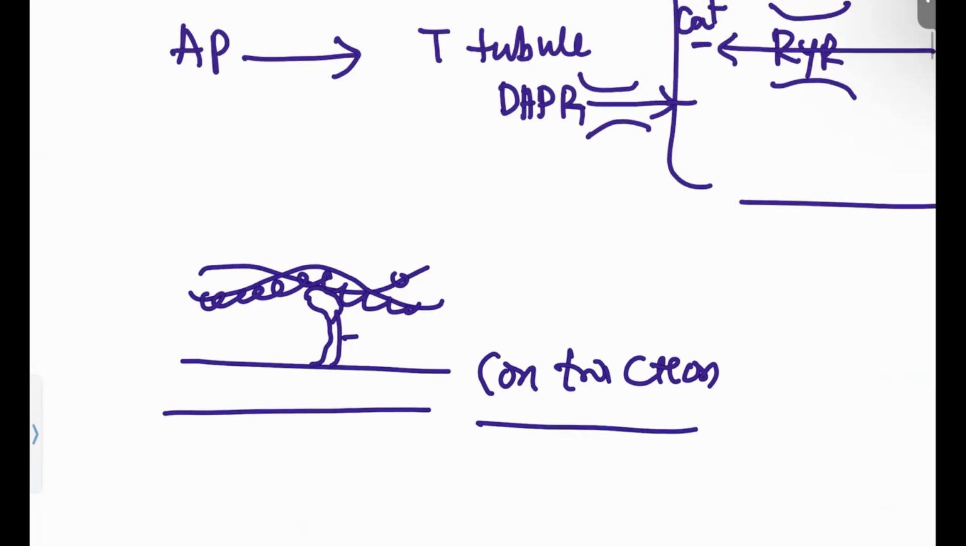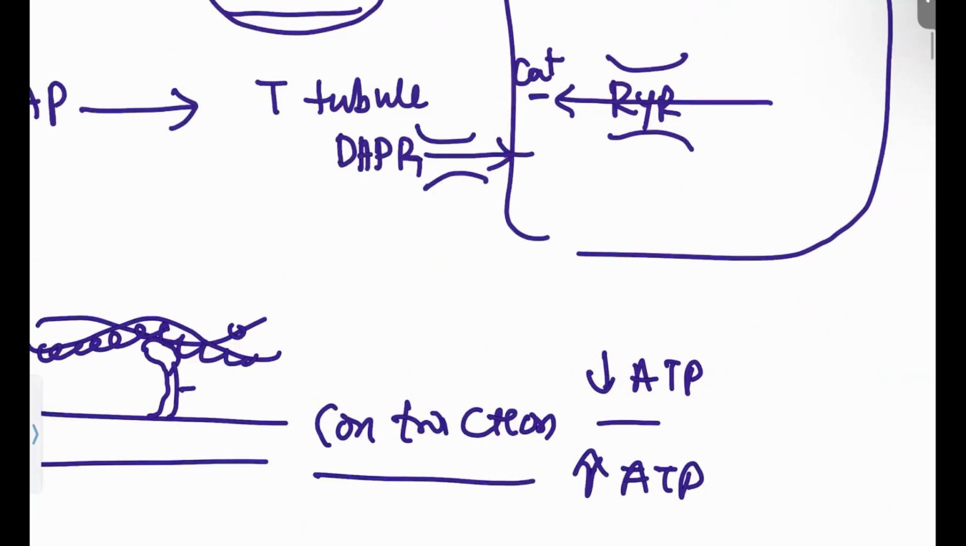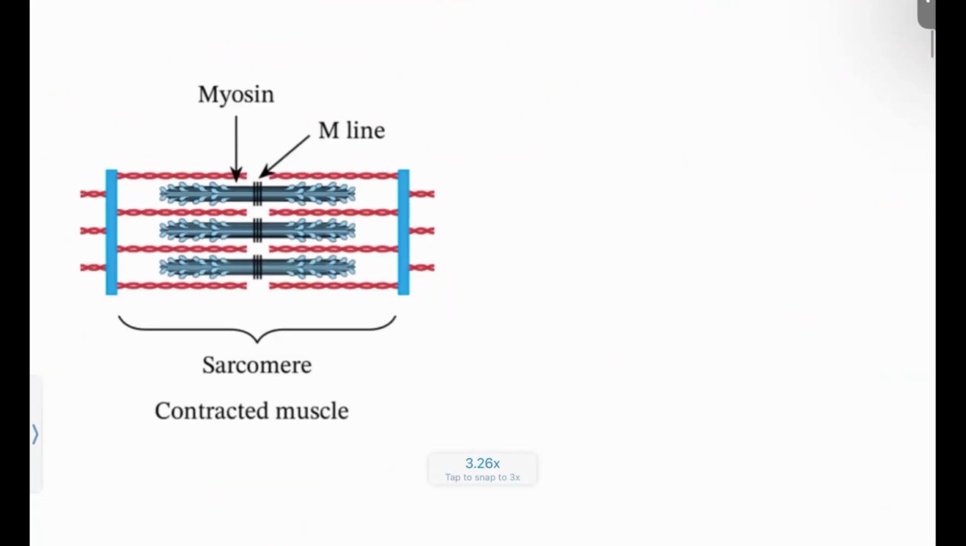So once the ATP is decreased, again the relaxation will be seen. Again ATP increases, then there will be a contraction. So like that, all the muscle contraction will be formed. So in the muscle contraction, what are the structures that will be decreased? So the I band length will be decreased, and also the M line.